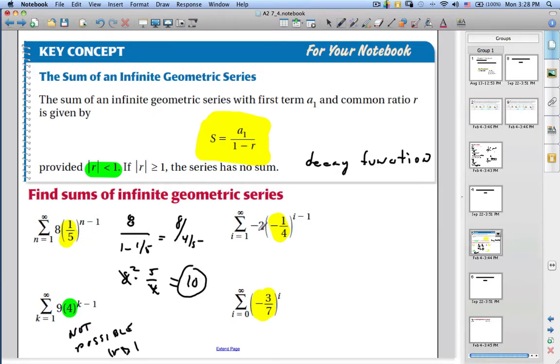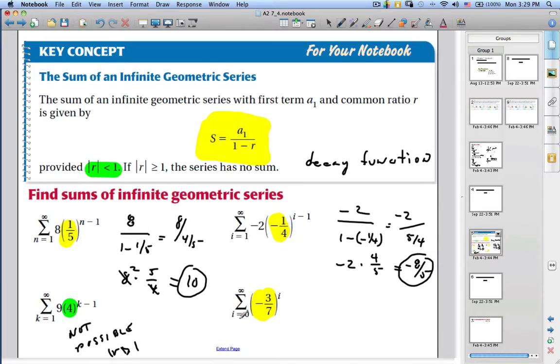Okay, in this particular case, I take my first term, negative 2, divided by 1 minus negative 1/4. That's going to be negative 2 divided by 5/4. So that's negative 2 times 4/5. So that will become negative 8/5 is the sum of this infinite series.